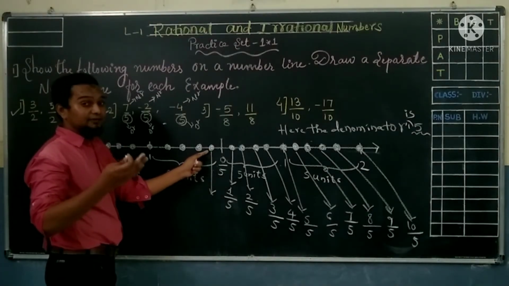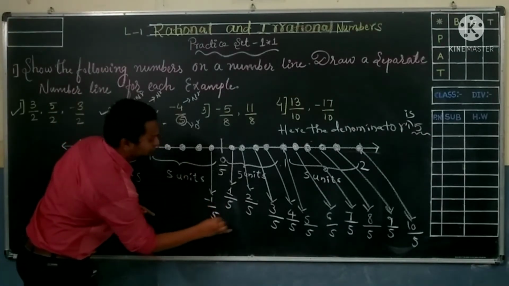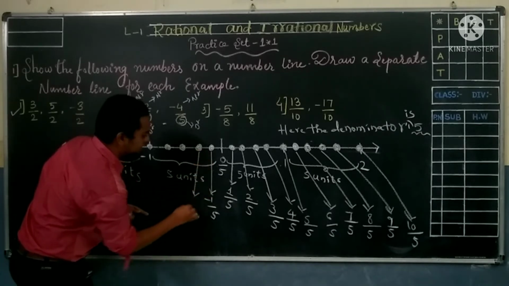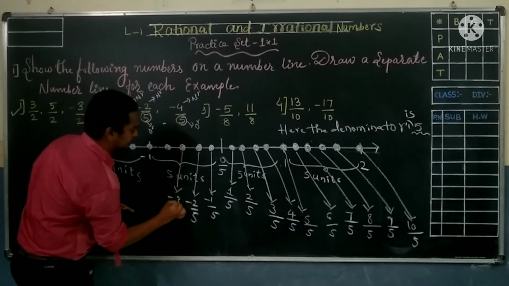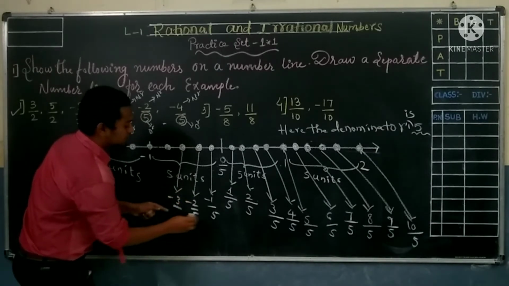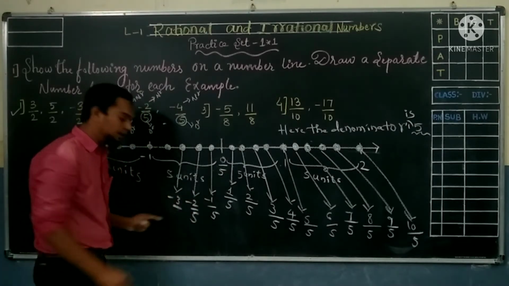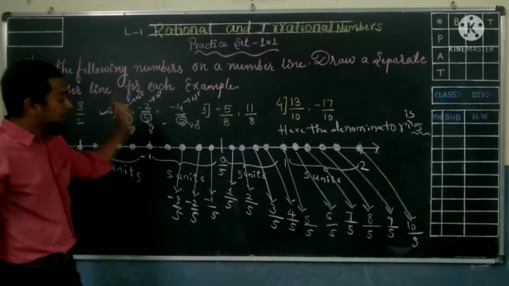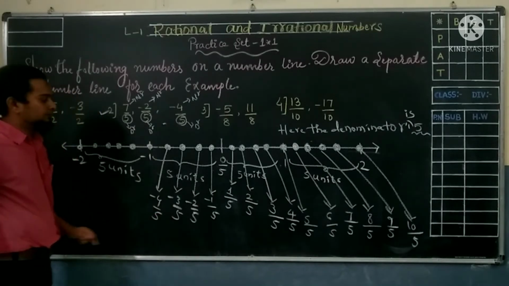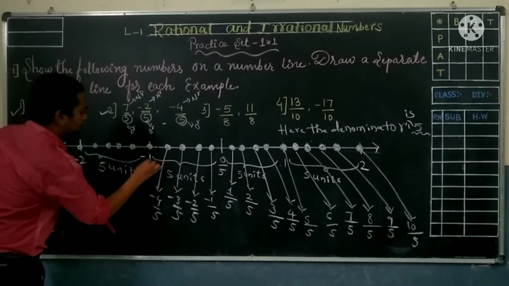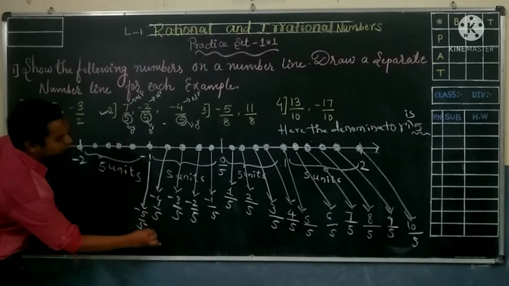Now we are taking, in left hand side always the value is negative. This is minus 1 upon 5. Here, this is the second point, means minus 2 upon 5. This is the third point, means minus 3 upon 5. Okay. Here, this fourth point means minus 4 upon 5. This is the fifth point, means minus 5 upon 5.